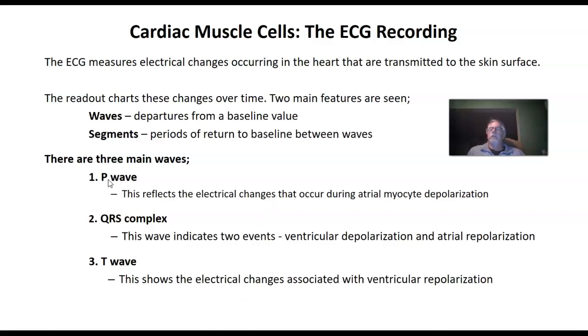When we look at a tracing, we'll notice that there will be three main deflections that can be seen per cycle. There's a P wave, and this indicates the electrical changes that are happening in the atrial cells during depolarization. That's followed by a relatively large complex wave called the QRS complex. In this time frame, there are two electrical events happening. One is depolarization of the ventricles and simultaneously repolarization of the atrial myocytes. And finally, the third deflection is called the T wave. During the T wave, the ventricular myocytes are repolarizing.